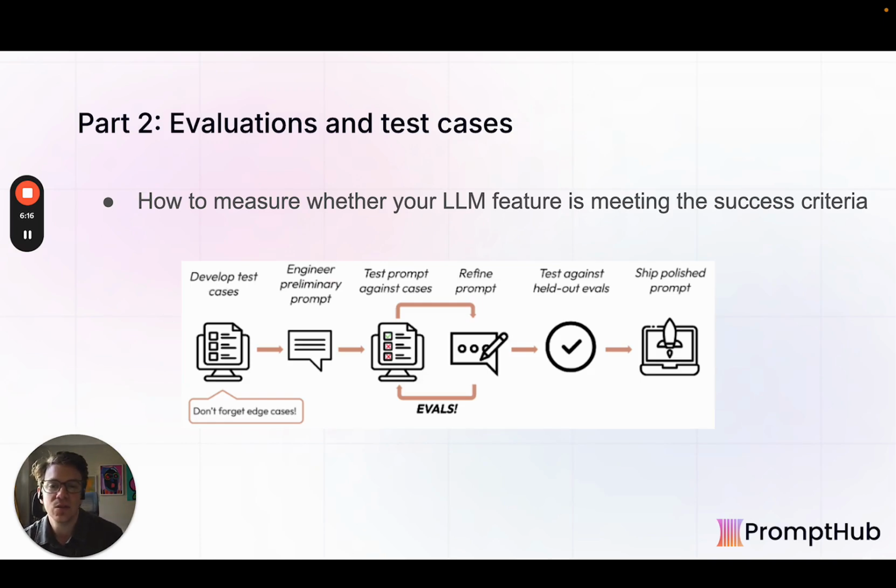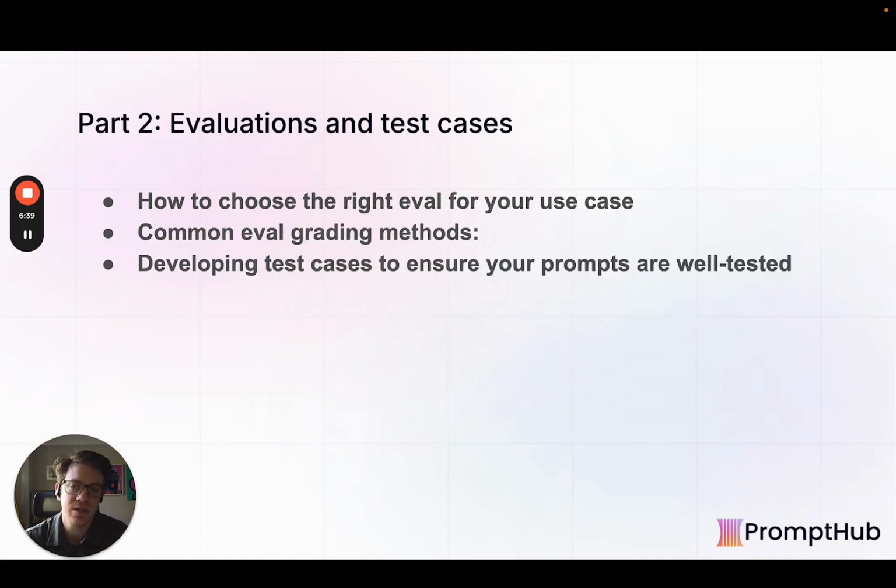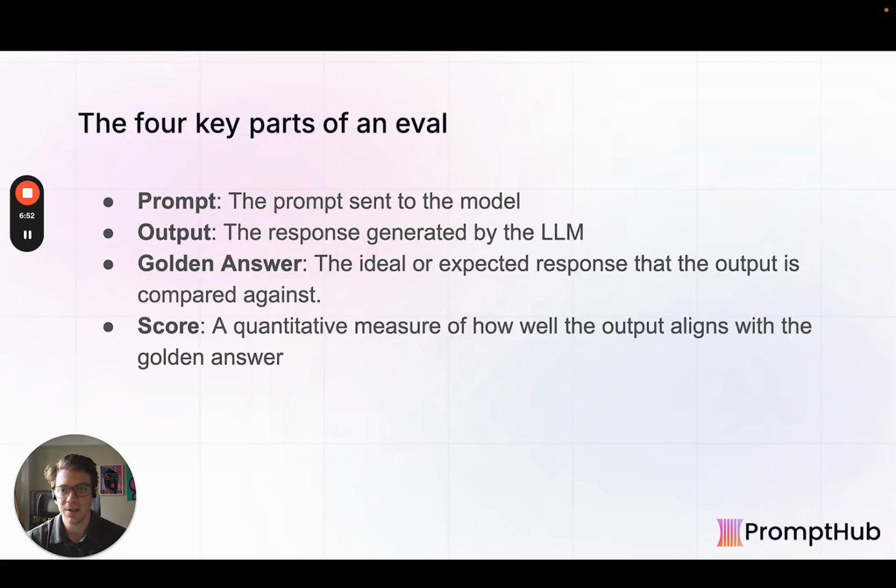And now we'll move on to evaluations and test cases. This is the second part. So we've decided what we want to measure, and now we're going to talk about how we actually can do that. This graphic is pulled from the Anthropic documentation, who have really good resources on this, about this flow of iterating and testing your prompts based on evaluations and test cases against your criteria. So we'll touch on choosing the right evaluation method. We'll look at a couple of common evaluation grading methods, and then talk about how you can think about this in relation to test cases as well, because they go hand in hand.